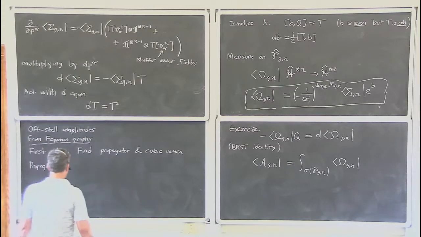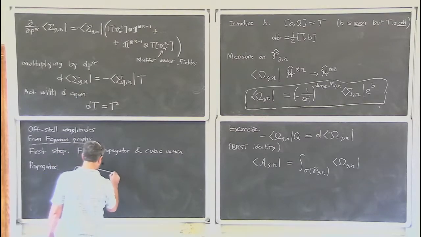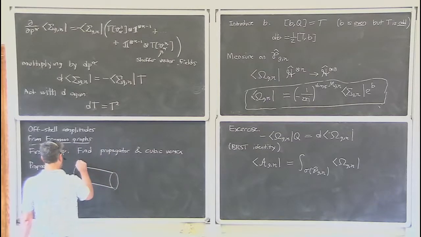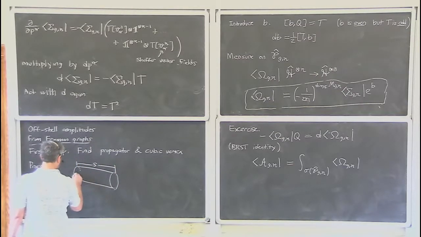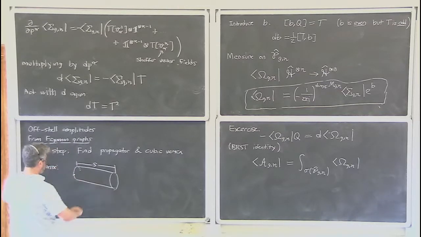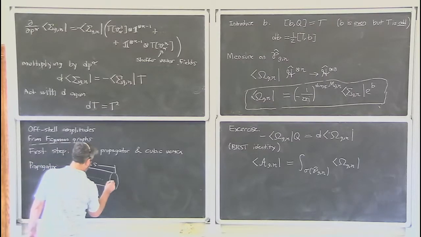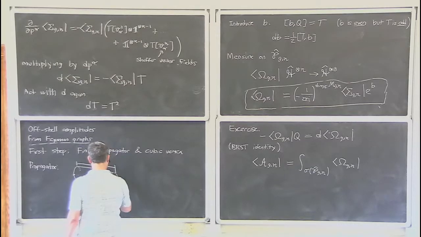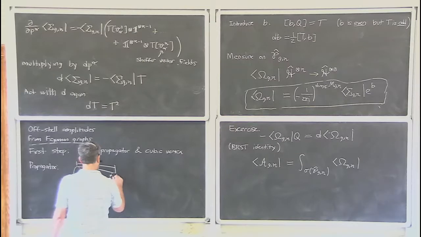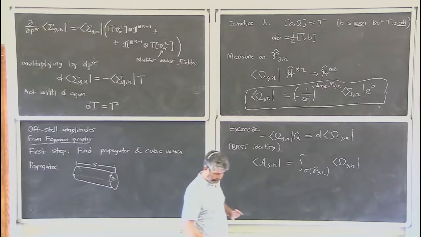A propagator, you can visualize as a tube of world sheet. This tube has some length S, and the tube can also twist, so that if we start with a point at the end of the tube, it can move to here at some angle theta. So the propagator is defined by a closed string surface which propagates and twists.